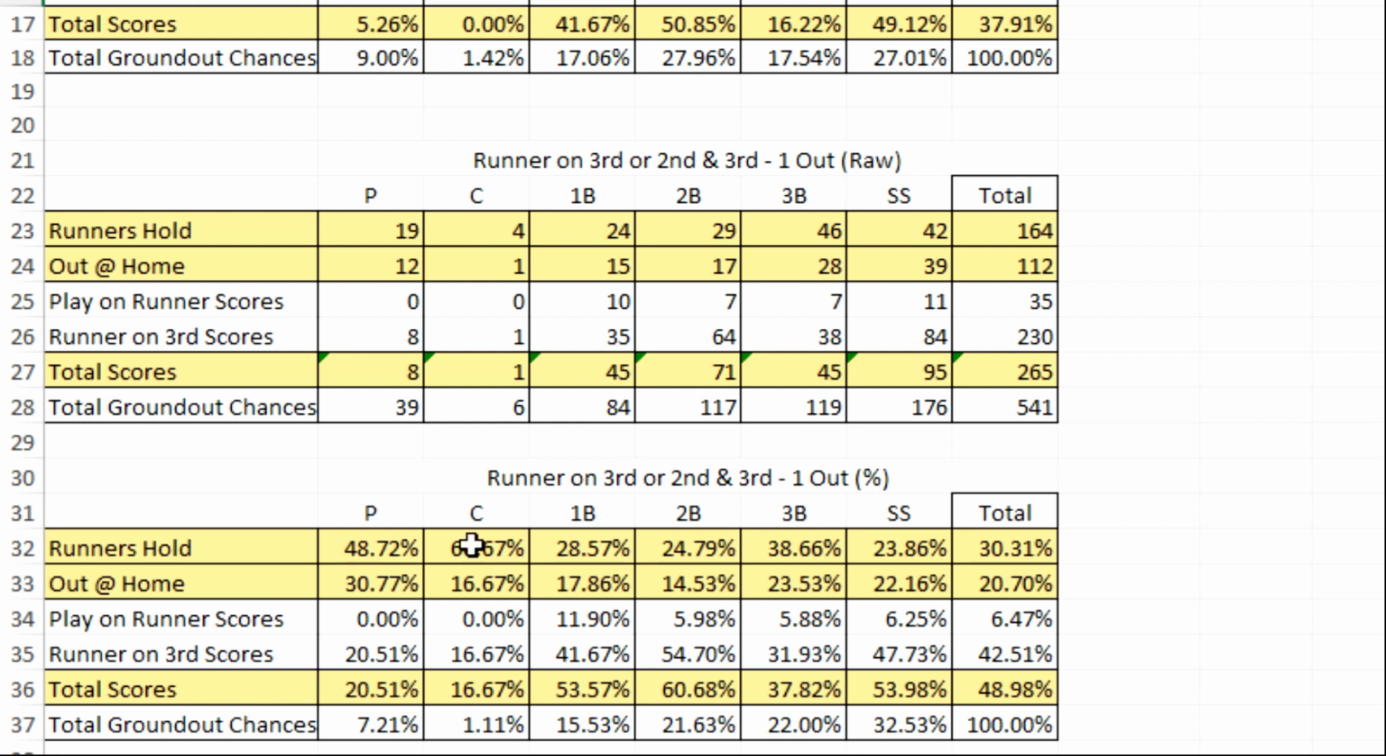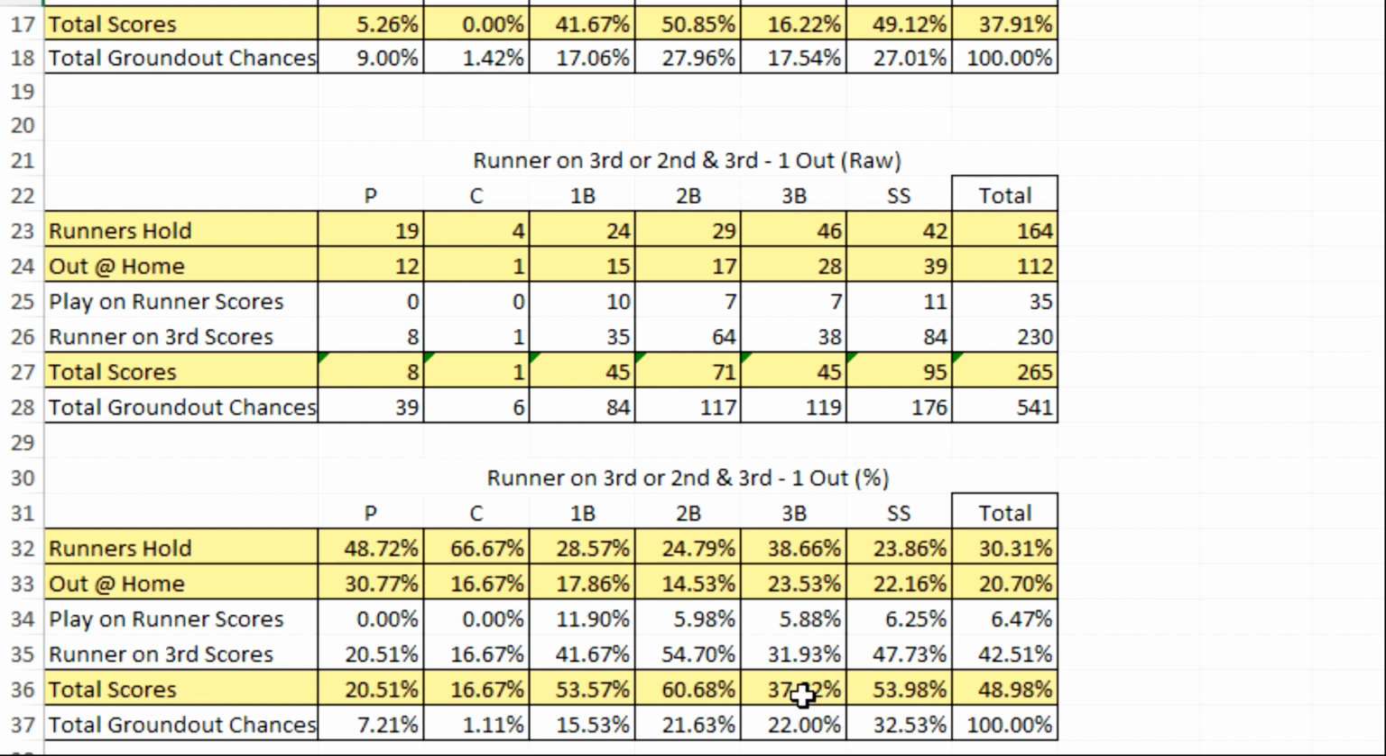And again, if we look at the breakdown by position, balls hit back to the pitcher, almost half of the time the runner's holding. But that's the most of any position other than catcher, which again is only 4 out of 5 times. Balls hit to first base, they're scoring over half the time. Balls hit to second base, they're scoring 60% of the time. Balls hit to short, they're scoring over half the time.